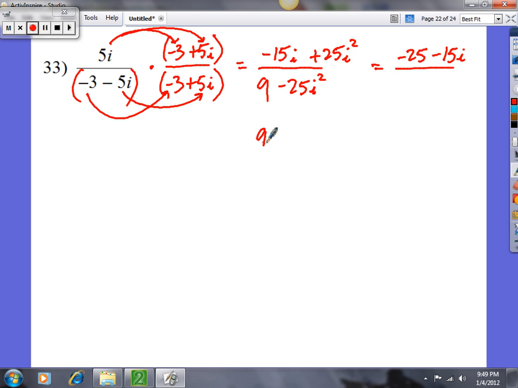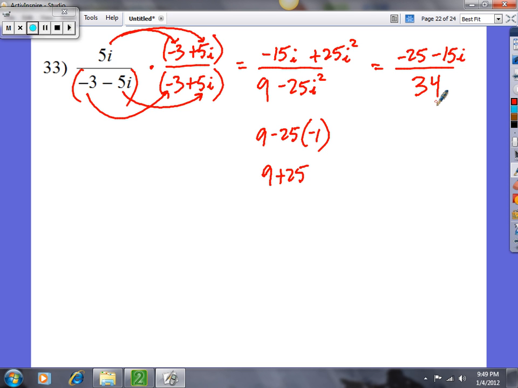So this is what it looks like. It looks like 9 minus 25 times a negative 1. So I'm going to replace that i squared with a negative 1. So negative 25 times a negative 1 is a positive 25. So I've got 9 plus 25, which is 36. No, not 36. Is it 34? 34.